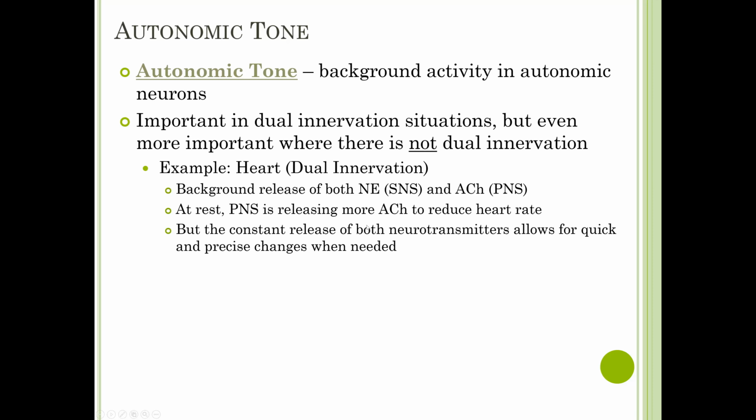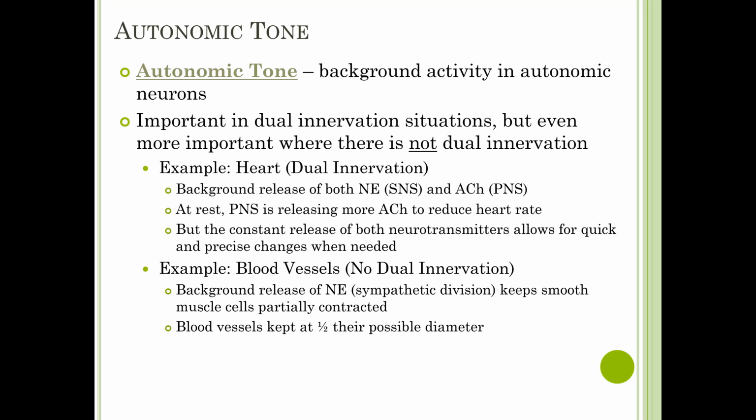But because you have the constant release of both neurotransmitters, so the neurons are already active and they're already releasing neurotransmitter, this allows the body to quickly and precisely make changes when needed. So in suddenly increasing the amount of norepinephrine and suddenly decreasing the amount of acetylcholine, you can get a rapid and precise increase in the heart rate. So you don't basically have to get these neurons up and running. They're already running, and all you have to do is adjust the amount of neurotransmitter they're releasing.